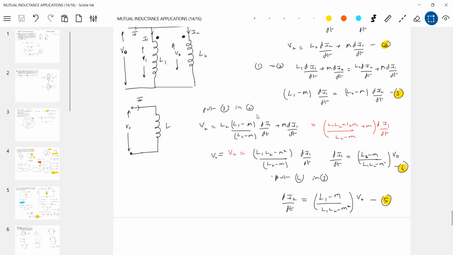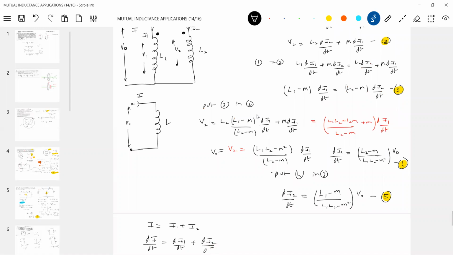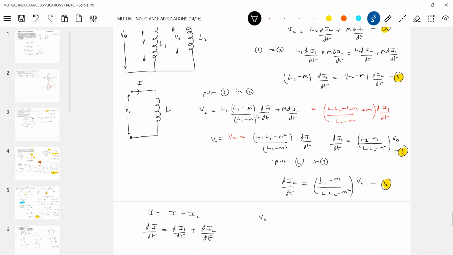Try to see this. So what is I? I is equal to I1 plus I2. So dI by dt equals dI1 by dt plus dI2 by dt. We know dI1 by dt and dI2 by dt values. So looking at this, what is V0? V0 should be equal to L dI by dt, and dI by dt is the sum of these two, dI1 by dt plus dI2 by dt.